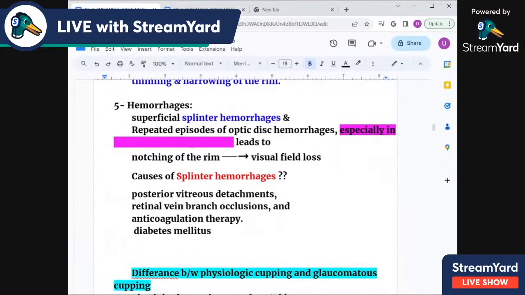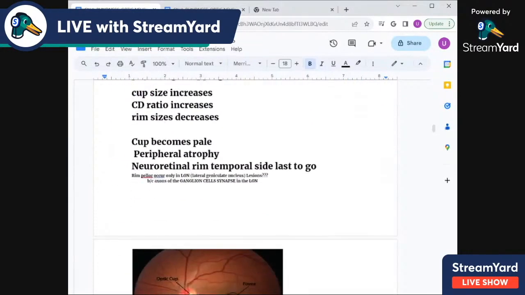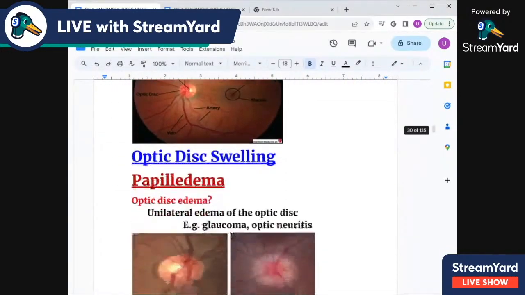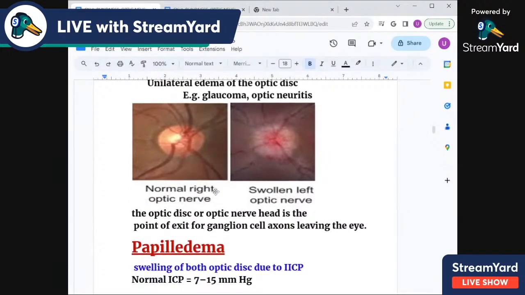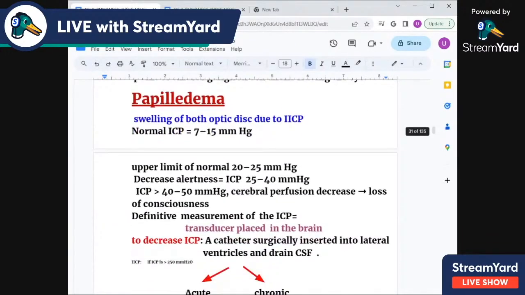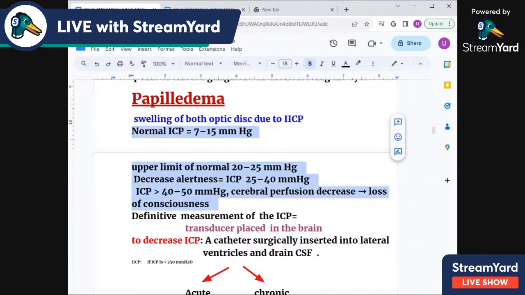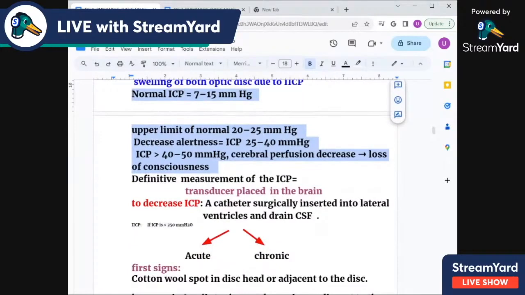And then we did splinter hemorrhages, superficial splinter hemorrhage, and then we compared it with the optic. Then we did papilledema. Unilateral optic disc swelling is different, and papilledema is bilateral optic disc swelling with increased intracranial pressure. Then we did normal pressure and increased pressure. When consciousness is lost in increased intracranial pressure, cerebral perfusion is decreased.